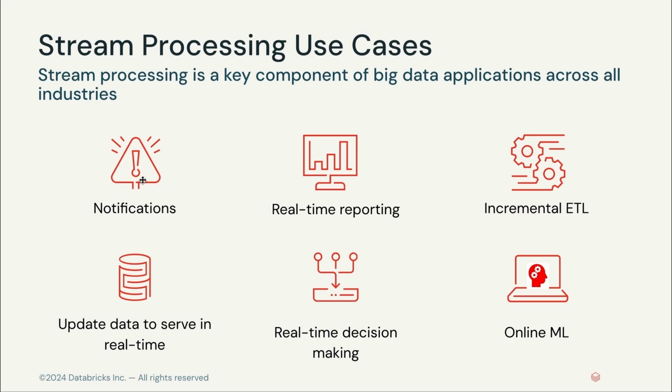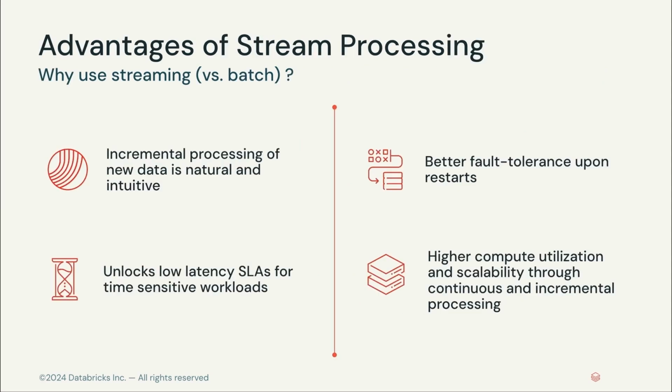Here are some use cases, right? So notifications are clearly streaming data. We need to notify people in real time when something is in some specific state or another. And also we have other use cases, including things like incremental ETL, real-time decision-making, and online ML. Specifically, we have a lot going on with artificial intelligence right now, and something like a chatbot needs to be enabled to process data as quickly as possible.